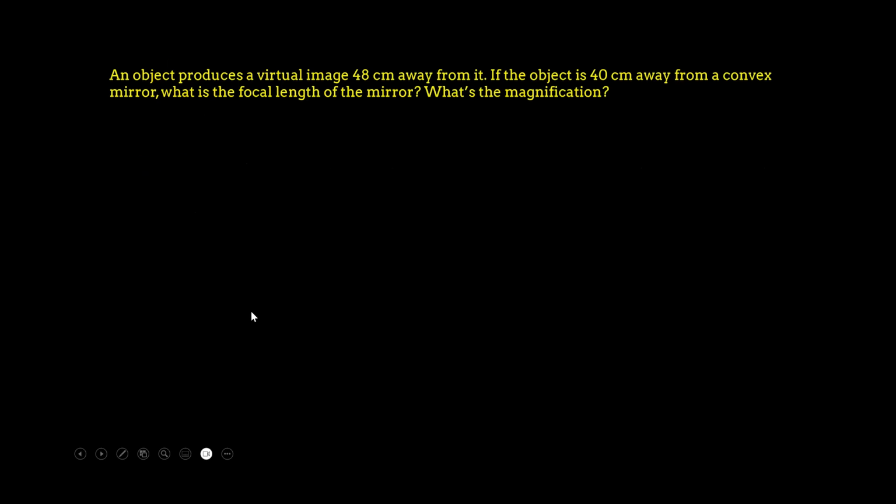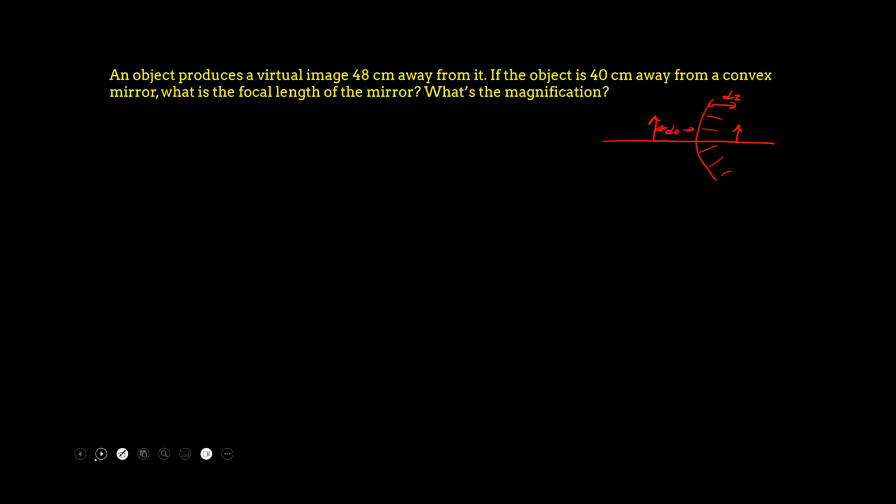All right. So we have an object that produces a virtual image 40 centimeters away from it. If the object is 40 centimeters away from the convex mirror, what is the focal length of that mirror? What is the magnification? So remember, for a convex mirror, if this is the object, the image has to be here. So this is DI, this is DO.